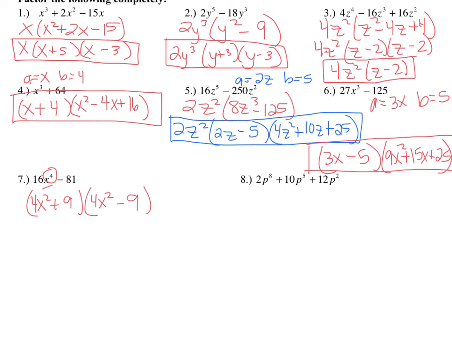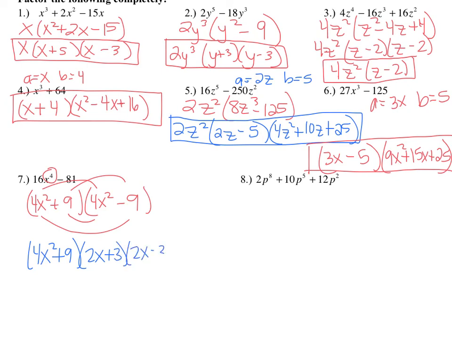see if it works. Well, I'd get 16x to the 4th minus 36x squared plus 36x squared, so outsides and insides would cancel, and I'd have my negative 81. But I notice that this again is difference of two perfect squares, so I gotta keep going. I'll keep my first factor. The second one I'll factor via difference of squares again. So it'll be 2x plus 3, 2x minus 3.